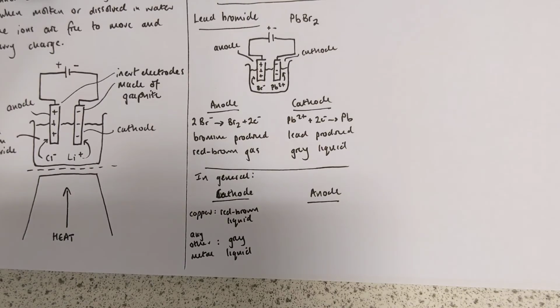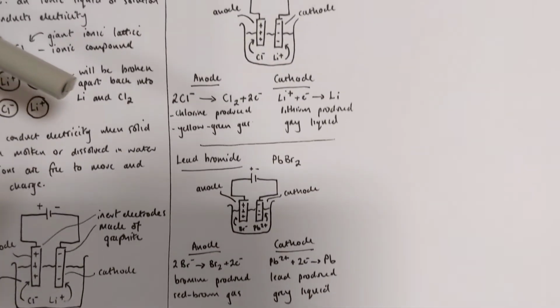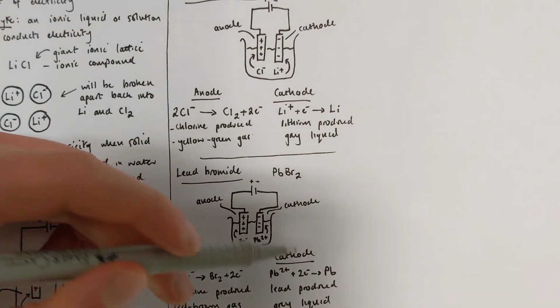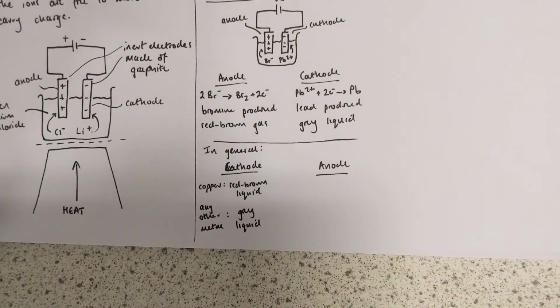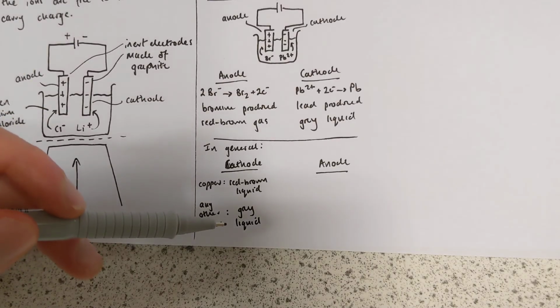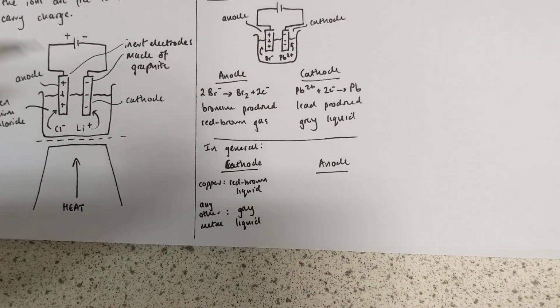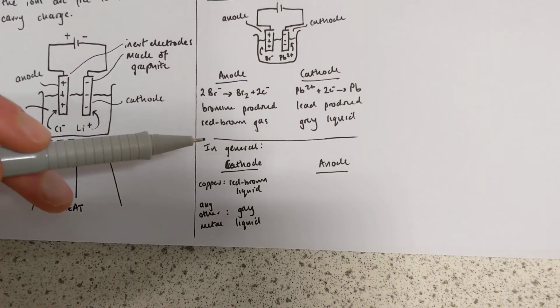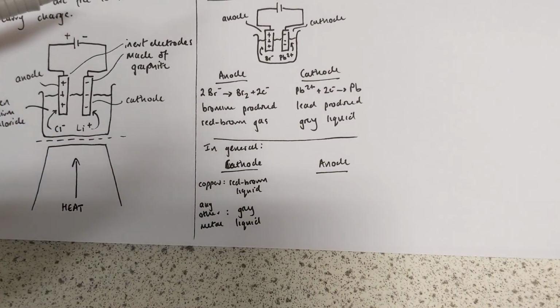So for the cathode, that's always going to be the metal part. As you saw up above, it was lithium in the first example, lead in the second example. It could be a range of metals. The observation is very simple. Most metals are going to be grey liquids. They're quite boring in terms of the colours and will be molten at the hot temperatures. The only thing to watch out for would be copper. It would be a red-brown liquid if it was formed in an electrolysis experiment.